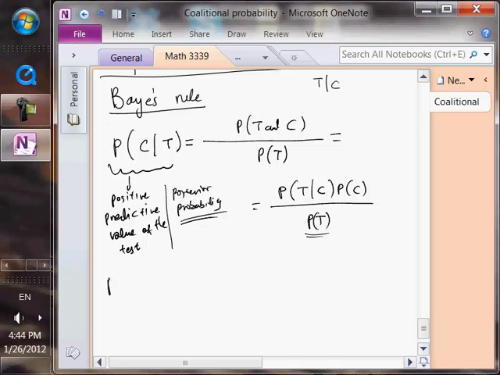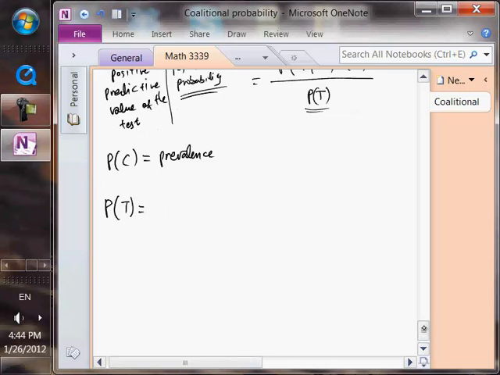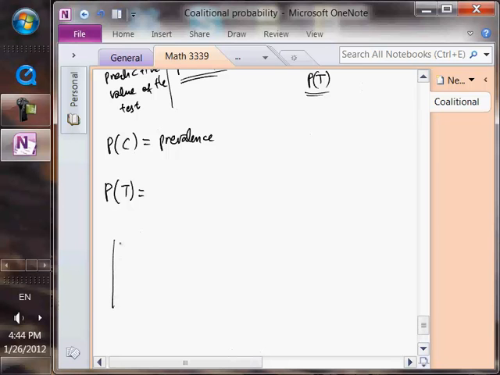By the way, the probability of C, the probability that someone has the condition, in the medical language is called prevalence. So this is the prevalence of the condition here. And it's something that we know. We do statistics, so we know it. Without knowing it, there is no way to calculate that posterior probability. So what is the probability of T? That's the puzzling question.